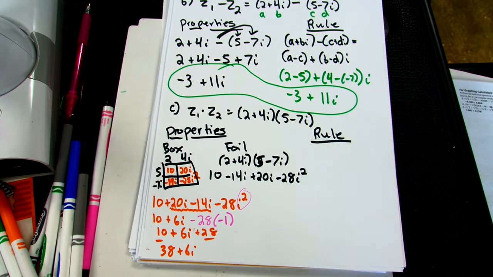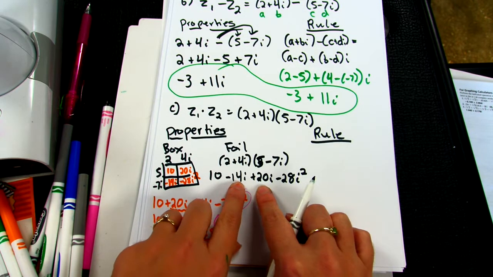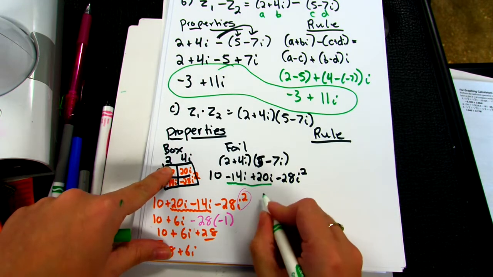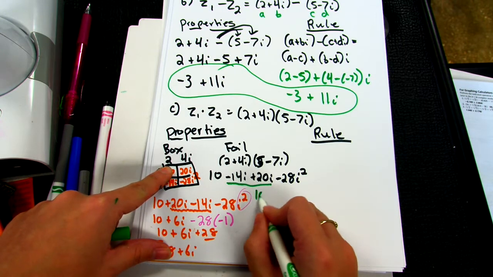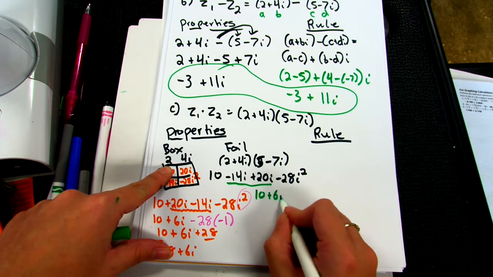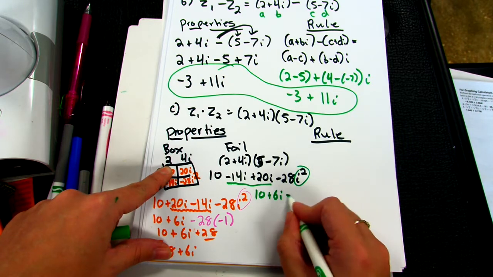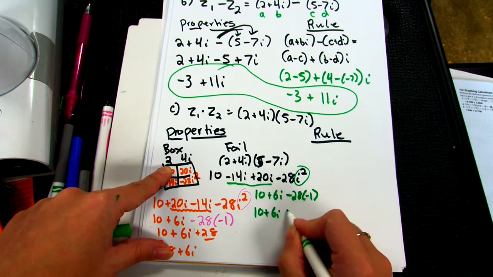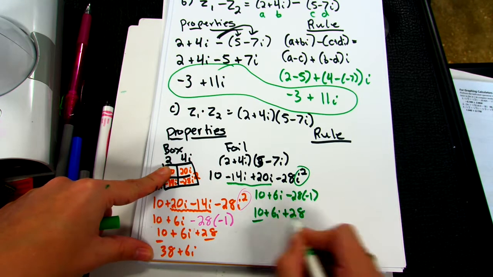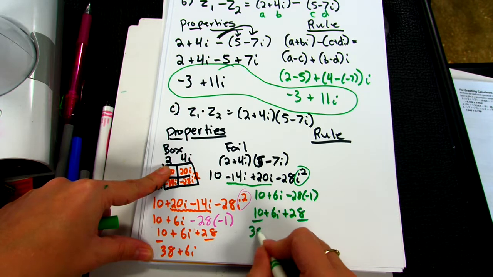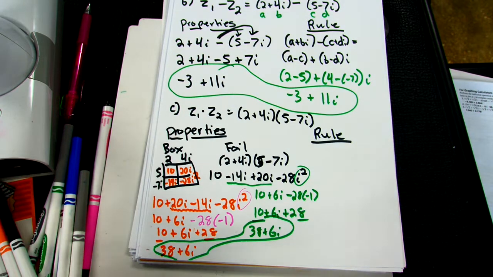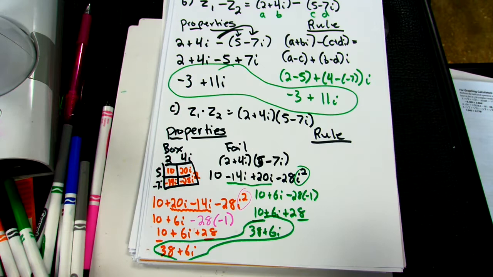Okay, awesome. Combine like terms right here, this negative 14i and that 20i. Those will be combined. So now I'll have 10 plus 6i. This i squared is going to become negative 1, so negative 28 times negative 1. So 10 plus 6i plus 28. Combine like terms again, you get 38 plus 6i. So again, same answer. All right, let's do the operation rule that exists, right?